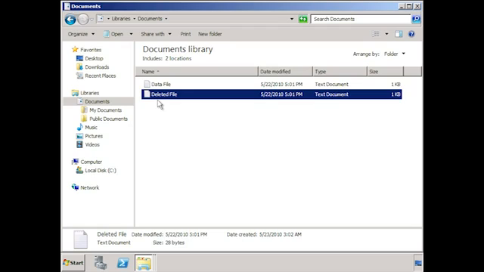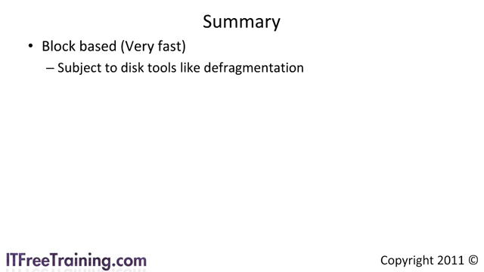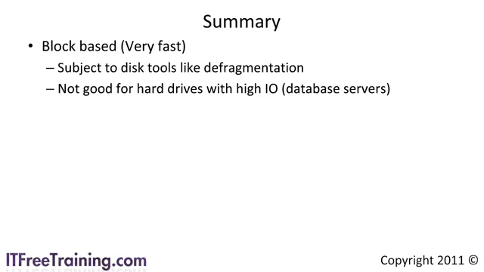It's important to note here that if I had deleted the file by sending it to the recycle bin, it would not appear in Previous Versions, but I could, however, restore the file from the recycle bin. This concludes Shadow Copies. As you can see, Shadow Copies are easy to set up and use. Since Shadow Copies are block-based, they are very fast, but are subject to disk tools like defragmentation. Also, Shadow Copies are not a good choice for hard drives with high I/O, for example, database servers. Shadow Copies are a better choice for file servers.